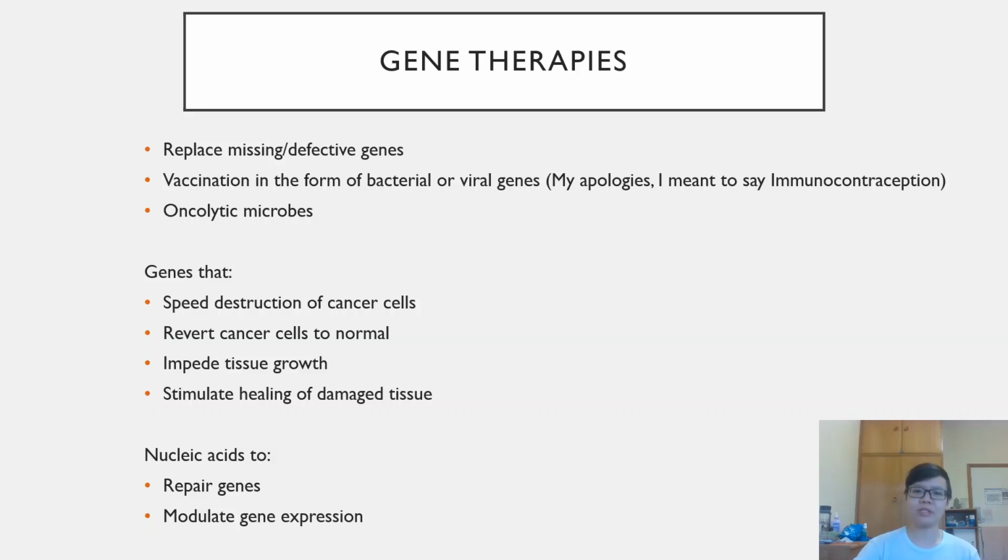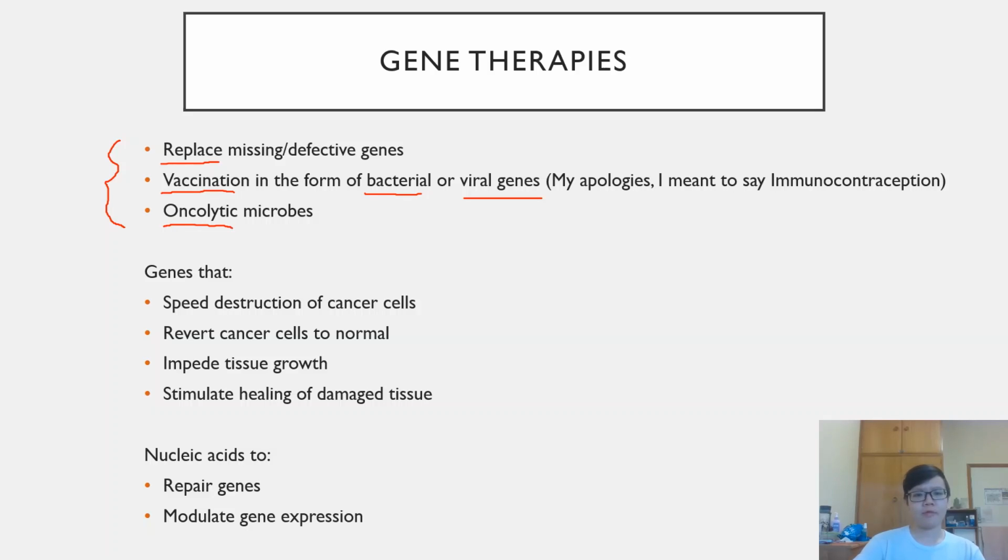Alright, so in terms of gene therapies, again, this looks like a lot of words, but I've tried to break it down so that at a glance it doesn't look so overwhelming. So here, if a gene has got something wrong with it, or it's not there, you can replace it. You can give a vaccination in the form of bacterial or viral genes, which you will learn more about in Dr. Megan Lloyd's lecture on immunovaccination. And we have oncolytic microbes.